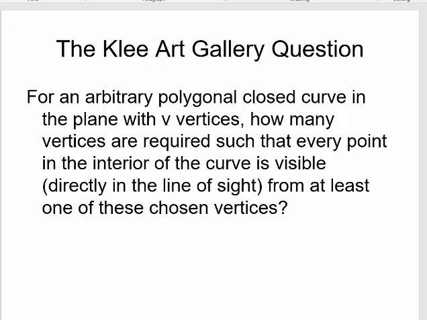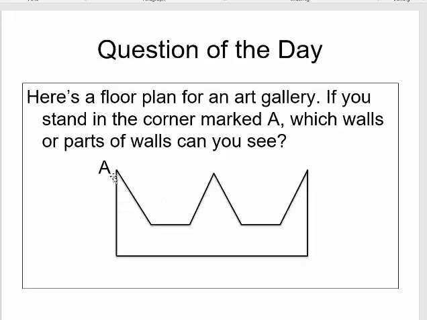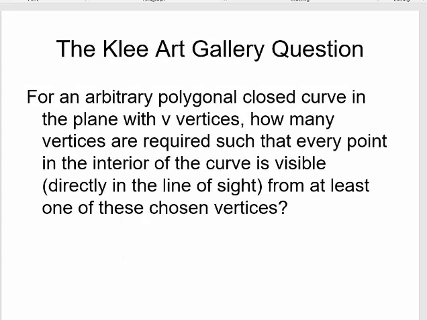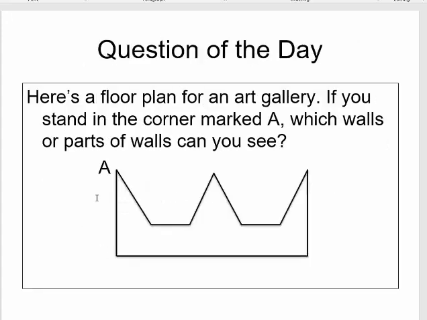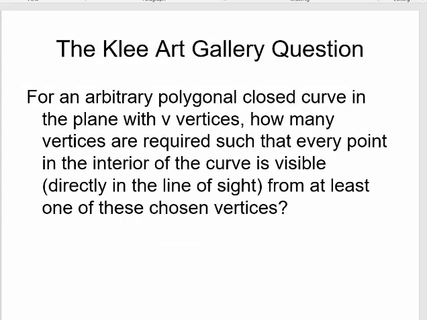All right, so the question is what's called the Art Gallery question. For an arbitrary polygon closed curve, so going back, this is a polygon, closed because each side is a straight line and it's closed all the way around, in the plane with V vertices, which are these turning points right here, how many vertices are required such that every point in the interior of the curve is visible directly in the line of sight from at least one of these chosen vertices?